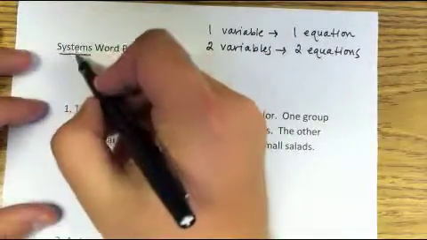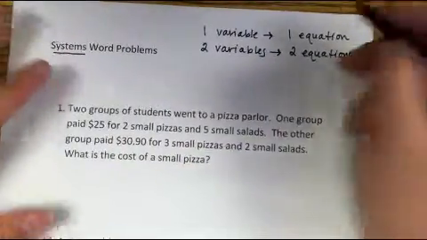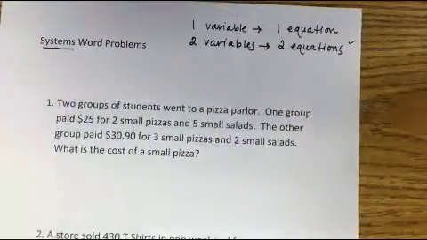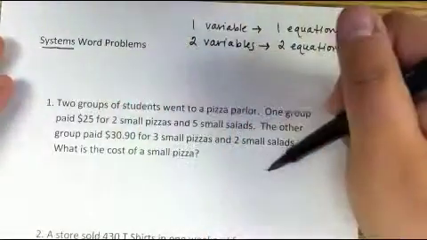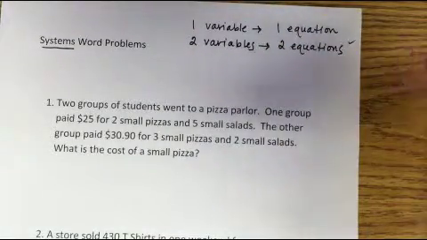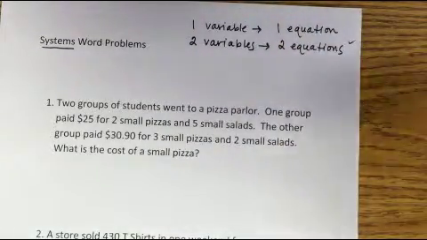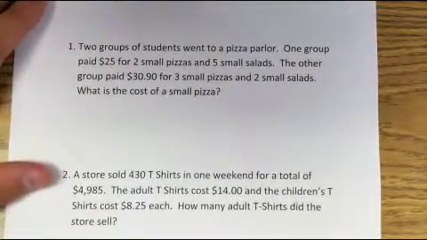Okay? Now, since we're dealing with a system here, how many equations do you think we're going to be dealing with? That's right, 2 equations. So our goal here is going to be, how can we take this word problem, analyze it? We need to pick out what exactly are the 2 variables and how can we create 2 equations out of it. Okay, so let's look at number 1 just to illustrate the idea.